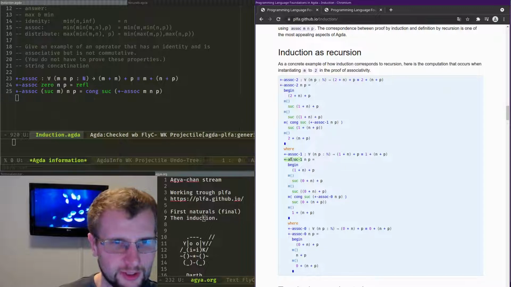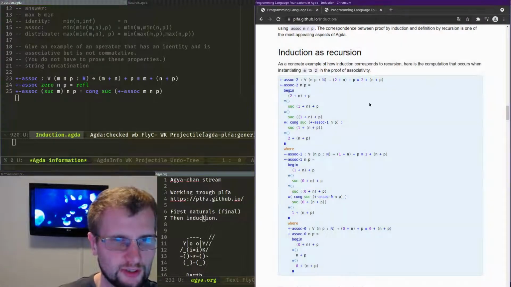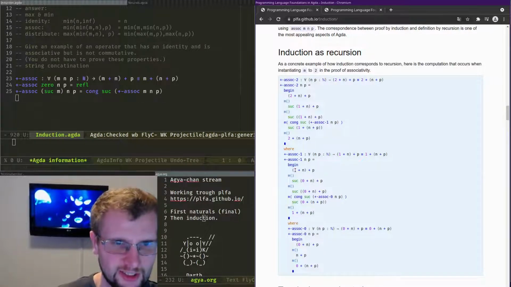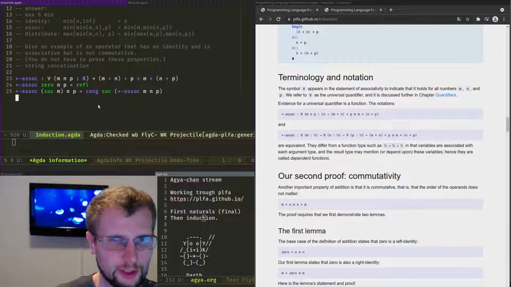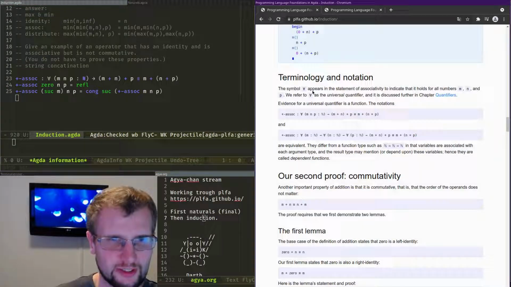But we know that this is not quite the truth, right? Because you can get rid of all the begin and QED. These are helpers, to help you think about the proofs. If you can figure it out without the helpers, why would you add them? So that's what I'm thinking. The symbol for all appears in the statement of associativity to indicate that it holds for all m and n, the universal quantifiers. Yeah, that's fine, we already know them.